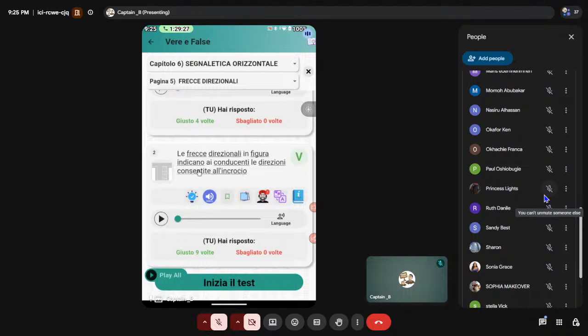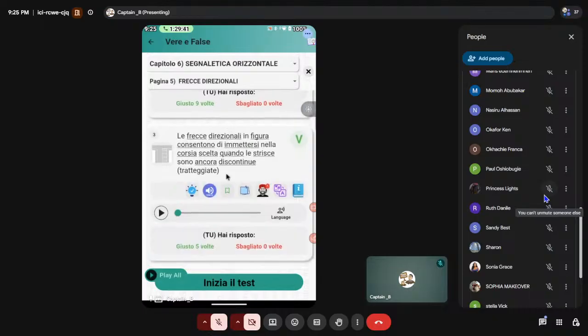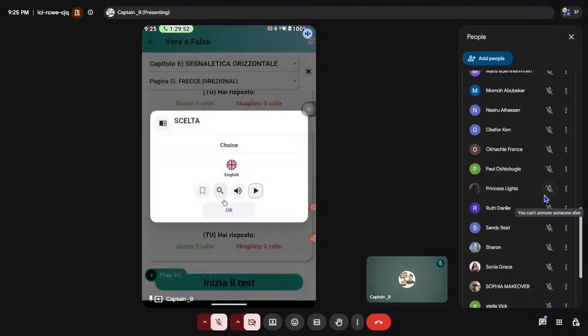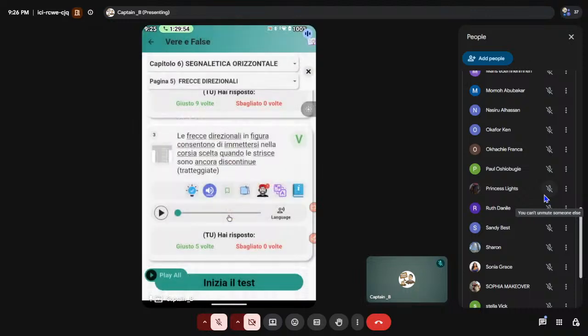So this line is telling the driver, where do you want to go? Left or right? Or you say, I'm going to stay here. That's what it is indicating to the driver. And it is true, è vero. Le frecce direzionali in figura consentono di immettersi nella corsia scelta quando le strisce sono ancora discontinue, tratteggiate. Scelta, what you choose. If you choose wisely, you go in the right direction. If you choose wrongly, ciao.